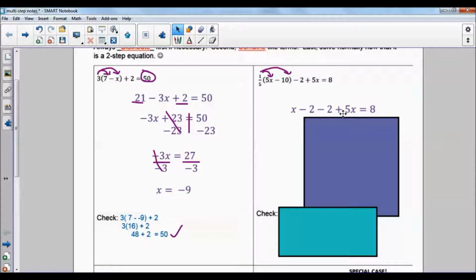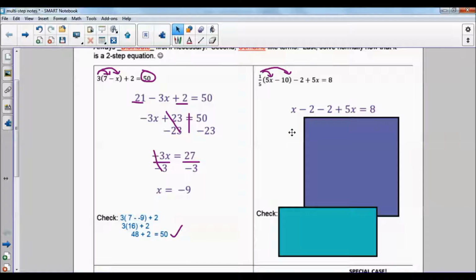If you're ever distributing a fraction and you're not quite sure what's going to happen, you can always put it into your calculator as 1 divided by 5, and it'll give you 0.2, which then you can multiply that decimal, 0.2 times the 5 and 0.2 times the 10, and it'll show you the same answer. It'll give you 1 and -2.